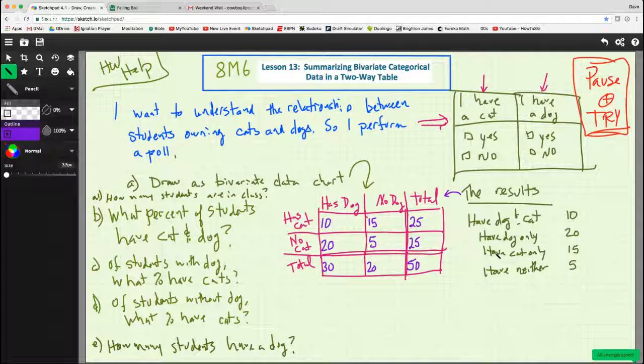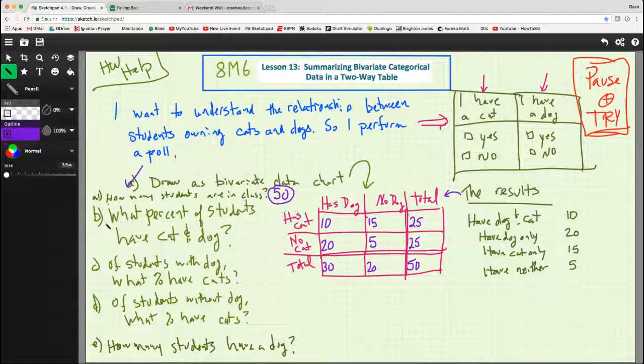So now we've drawn the bivariate data chart. So how many students are in my class? How many total students are in the class? Well, we know that's this number. That's 50, because 30 students have a dog and 20 don't have a dog, so that's 50. Or we can look at it the other way: 25 have cats, 25 don't have cats, so it's 50. So our answer is 50 total students.